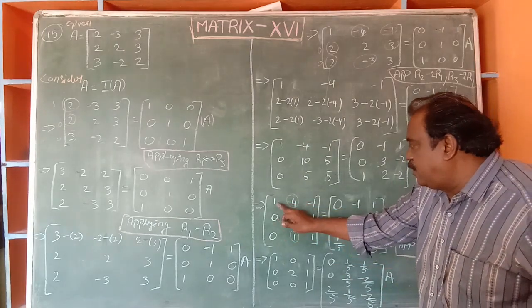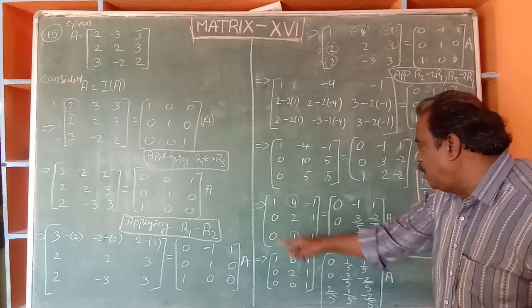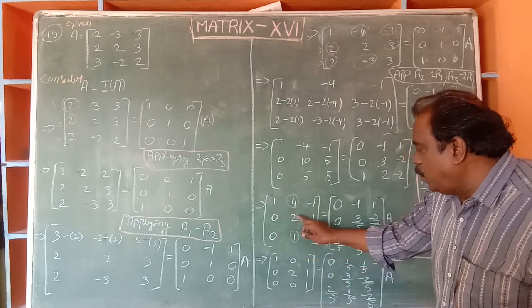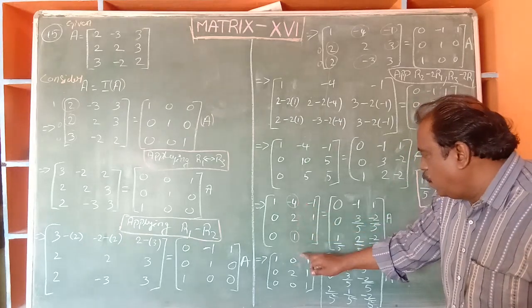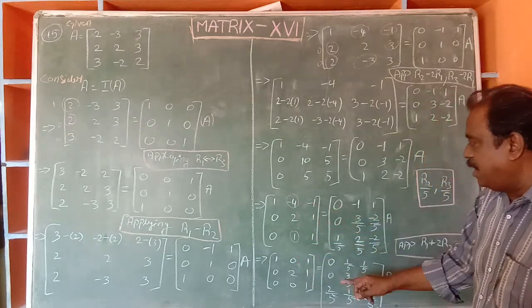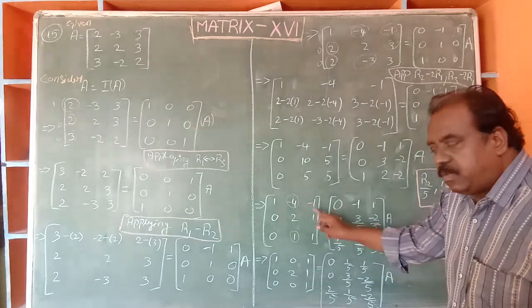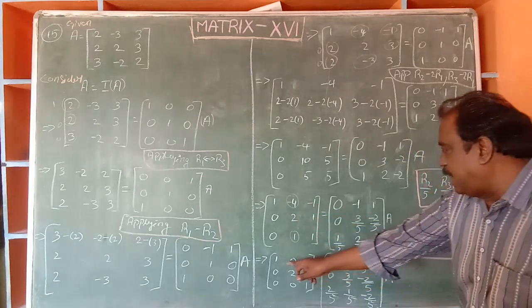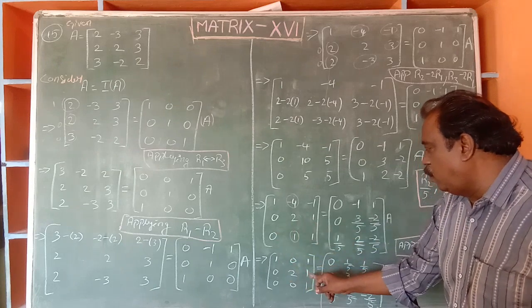Here there is no change, it is as it is: 1 plus 2 into 0 is 1. Minus 4 plus 2 into 2 is minus 4 plus 4, we get 0. Minus 1 plus 2 into 1, minus 1 plus 2 means 1. And the second row is as it is: 0, 2, 1.